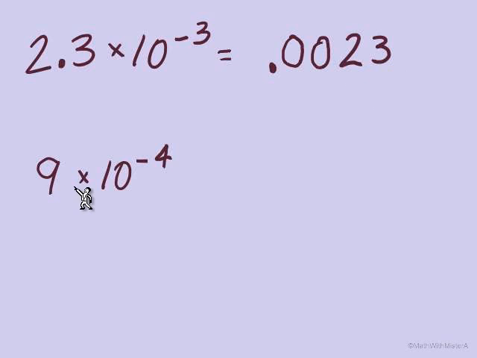Next example, 9 times 10 to the negative 4. So we're going to bring over the 9. We know where the point is currently. It's right behind the 9. And we need to make 4 jumps to the left because we've got a negative exponent, a small number. Our first jump is over the 9, and then 3 more jumps over zeros. So we end up with 9 ten thousandths.